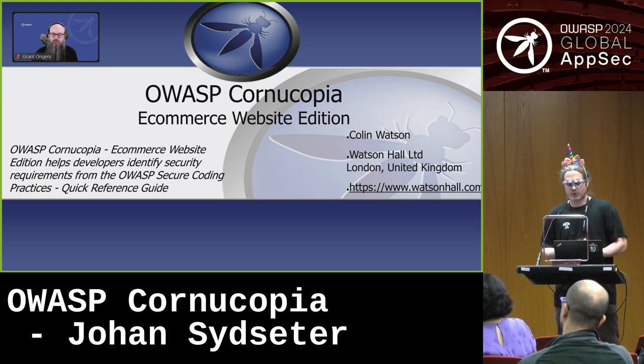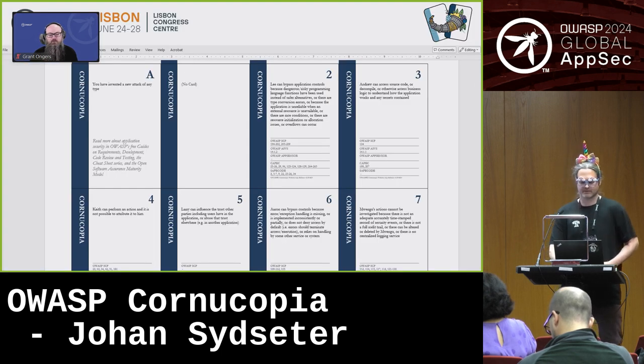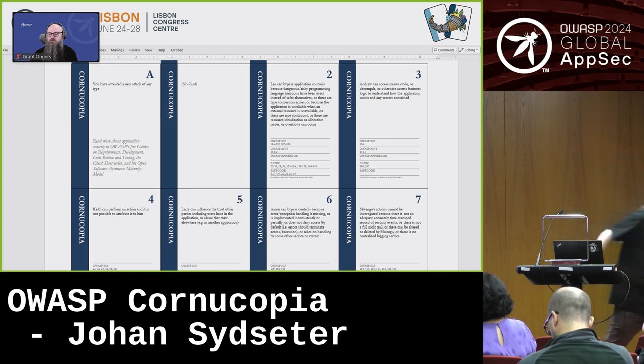And in the same way, the game he wanted to make would span an abundance of attacks and web app vulnerabilities. So using the Horn of Plenty concept, he chose the name Cornucopia. And in the fall of 2012, he published a Microsoft Word document called OWASP Cornucopia e-commerce website edition. But then nothing happened.